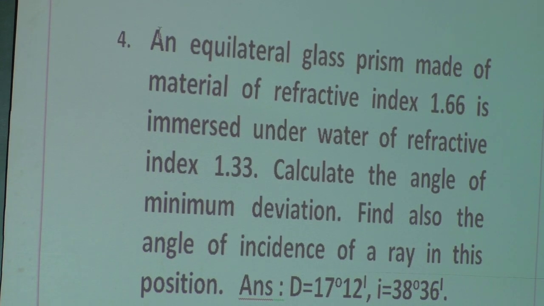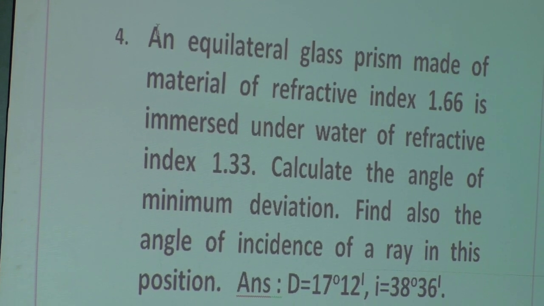Okay, they are asking you to find out the minimum deviation for an equilateral prism, and it is immersed in water. In that condition, what is the angle of minimum deviation, and also what is the angle of incidence for a ray of light. Refractive index is given, surrounding medium is also given, and you are asked to calculate the angle of minimum deviation. Right. Sin A plus dm by 2 divided by sin A by 2. We will list the data. We will come back to the problem.